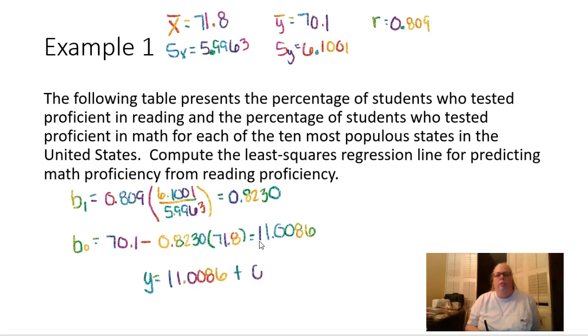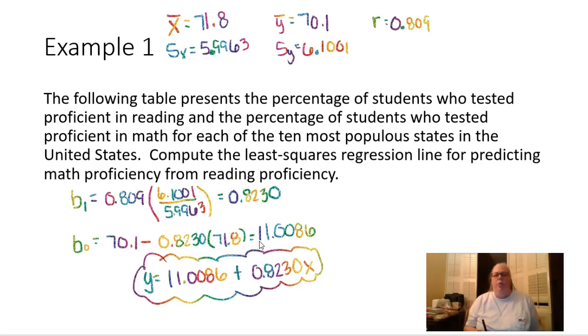So the equation for our least squares regression line is y is equal to our y-intercept plus our slope times x. Now, if you want to switch those around and write that as 0.8230x plus 11.8006, that's perfectly fine, because that's the way that we're used to seeing these equations written, because we're all used to y equals mx plus b, and I have no idea why your book is doing it backwards, but there you have it.